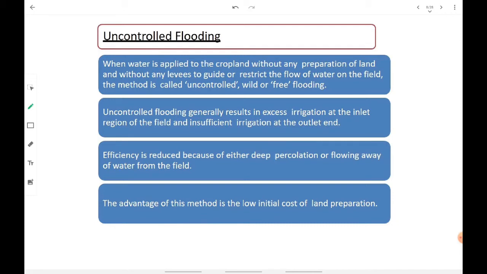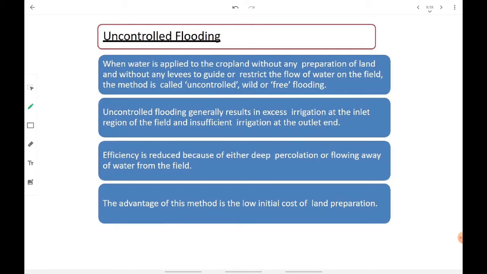Uncontrolled flooding generally results in excess irrigation. Obviously you do not have control, you do not have any proper regulation for the flow of water, there is no bordering, there is no proper channelizing system. That's why the water flowing inside the farm will just flood the field. Ponding will take place, and no proper irrigation is going to take place. The efficiency of the irrigation is going to reduce because of deep percolation or water flowing away from the field.